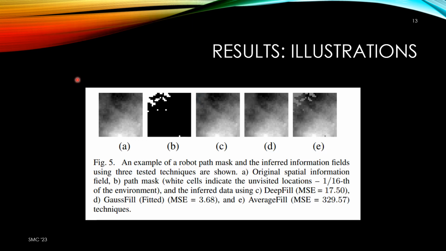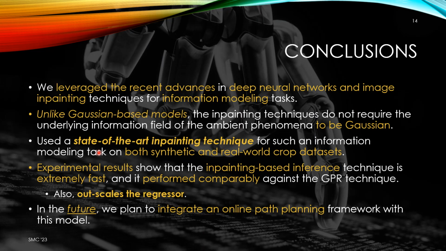And this is another illustration, but this is for the robot path mask. As you can see, this is the ground truth image, and this is the path mask that we have used. Again, black cells are where the robot has been, and the white cells are where the robot has not been. Number C shows the deep field version of it, which has the MSE of 17. Number D shows the Gauss field, which has the MSE of 3, and finally the average field has the MSE of 329, which can be easily viewed on this side.